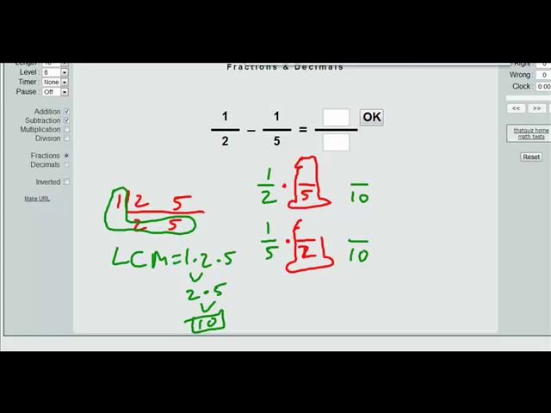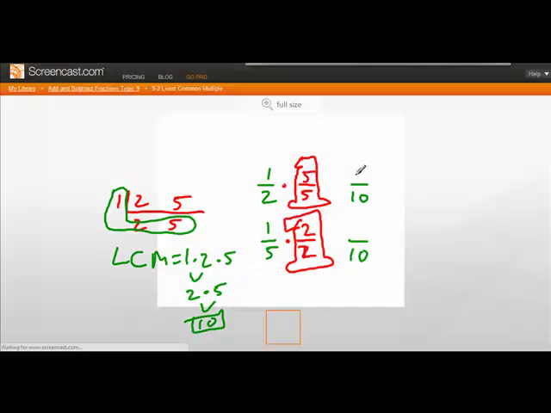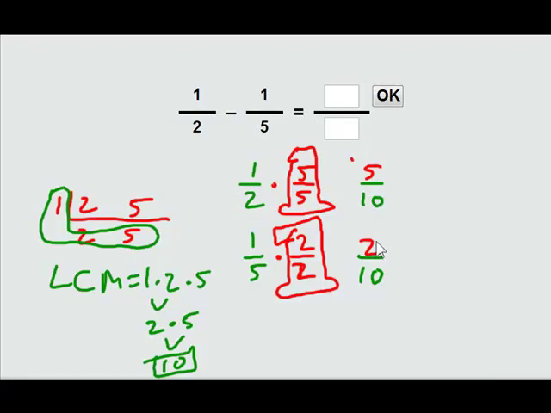That's a very lousy 1 there, but that's supposed to be a 1. So that has to be a 2, and that has to be a 5. And 1 times 5 is 5, and 1 times 2 is 2. So we have 5/10 and 2/10. Let's write them above their respective fractions. 1/2 is going to equal 5/10.